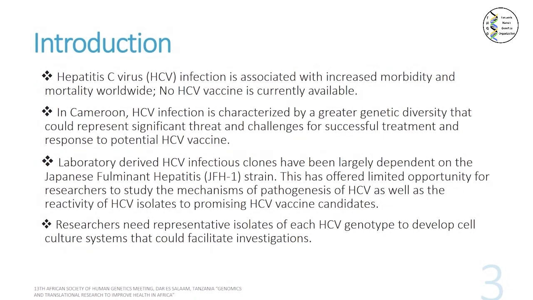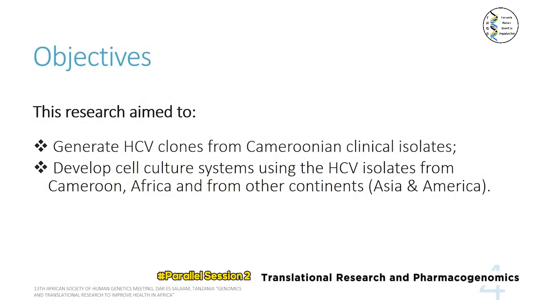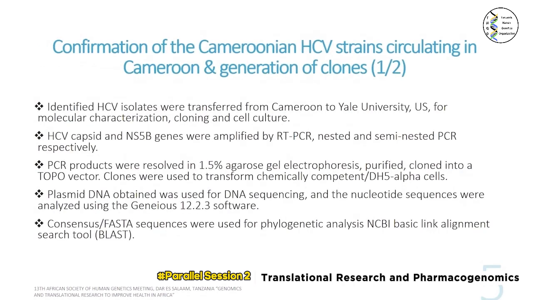Researchers need representative isolates of each HCV genotype to be able to develop some robust cell culture systems that will facilitate further investigations. So the aim of our study was first of all to generate the HCV clones from Cameroonian isolates and to develop the cell culture systems using the isolates from Cameroon and from other parts of the world, Asia and America, to compare the different strains in cell culture for the various experiments to carry out.